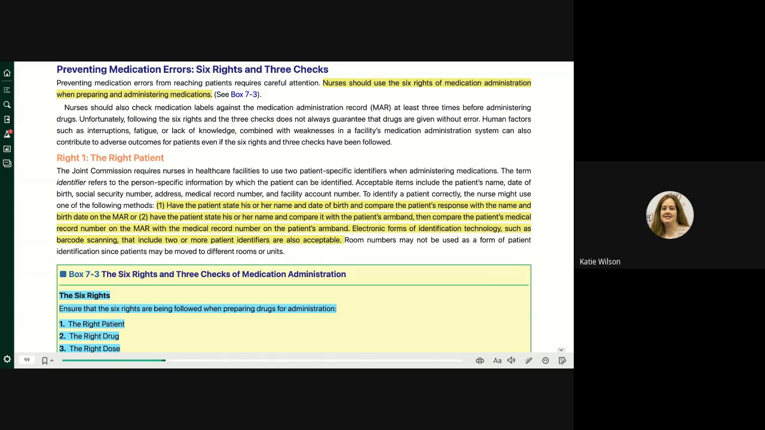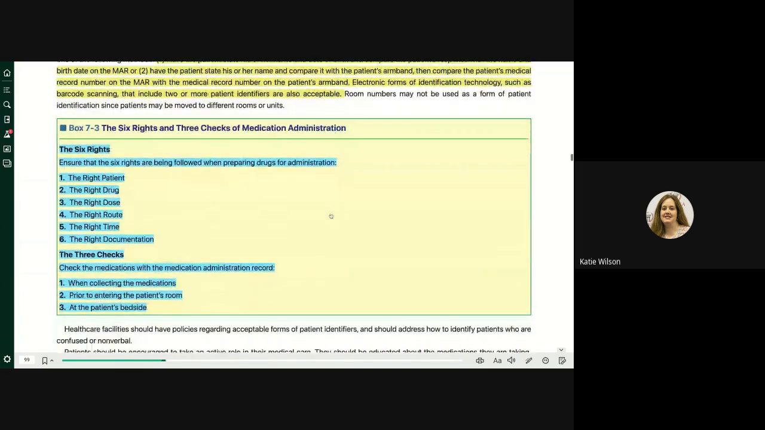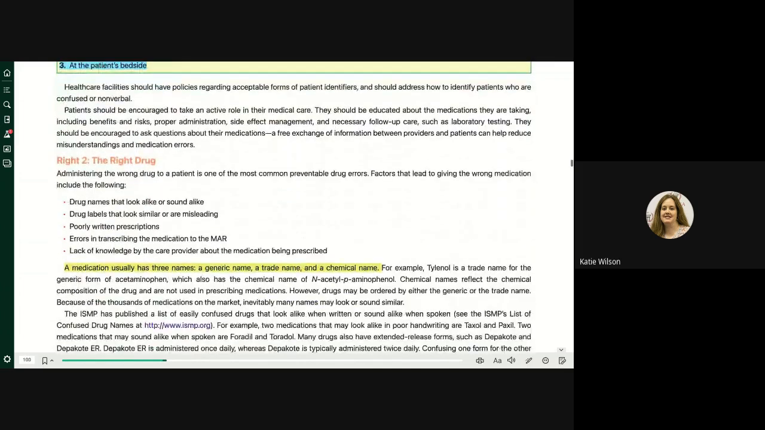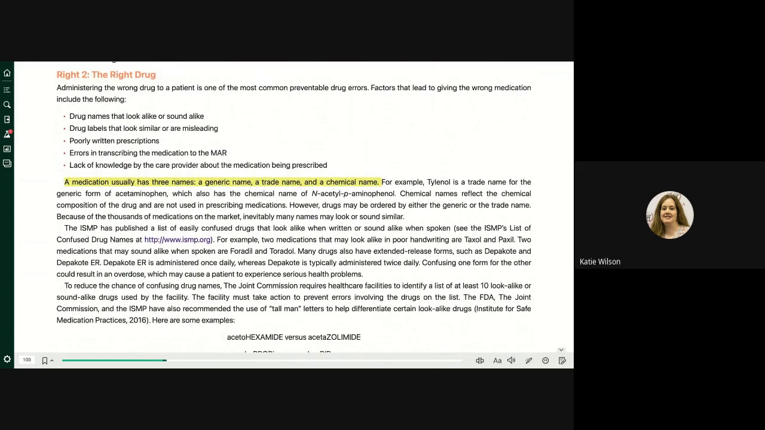So the next right includes the right drug. So obviously we want to administer the correct medication to our patient, and there are things to consider: drug names that look alike or sound alike, drug labels that look similar or misleading, poorly written prescriptions, and we've talked about how doctors' handwriting can sometimes be messy, errors in transcribing the medication to the medication administration record, lack of knowledge by the care provider about the medication being prescribed.